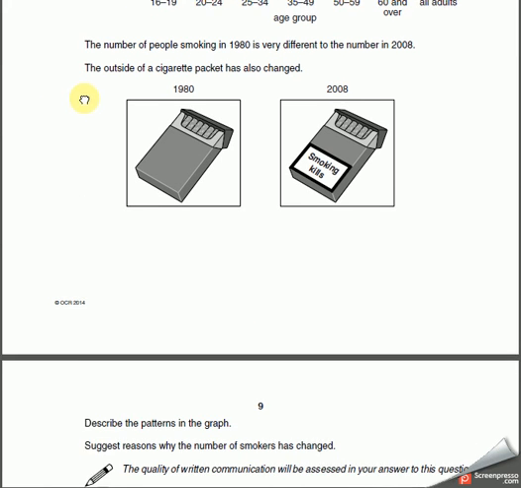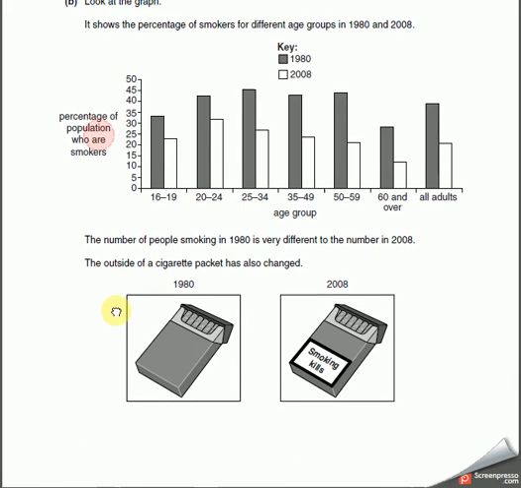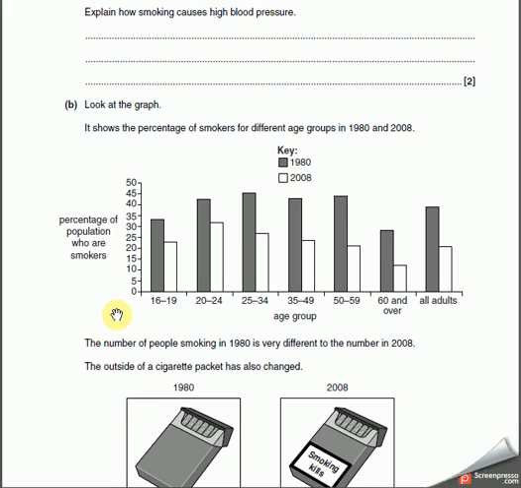Let's look at the graph in the first place. Let's do this bit first. Describe the patterns in the graph. Now, what I would probably say, the first thing that strikes me is that more people in 1980 were smoking than they were smoking in 2008. I think you can say that for all of them. Then I'd probably split it up and look at what's happening in 1980. And I'd probably say that from the age of 16 to 19, the number of smokers increased as the years went on, until the age group of 24 to 34, then there's less people smoking in those age groups.